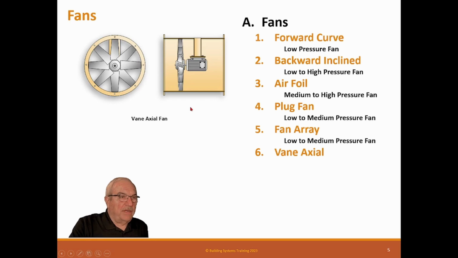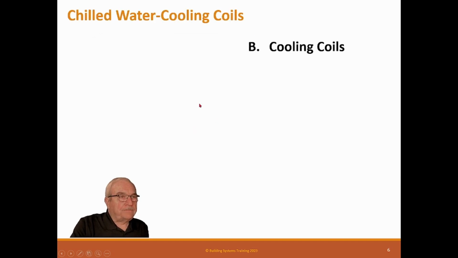We have what's called vane axial, and these are basically like jet engines, and they suck the air whichever direction it's supposed to go. And these are high pressure fans, capable of high pressure. They're also capable of low pressure, but they're kind of expensive for low pressure. So most people use them for high pressure applications.